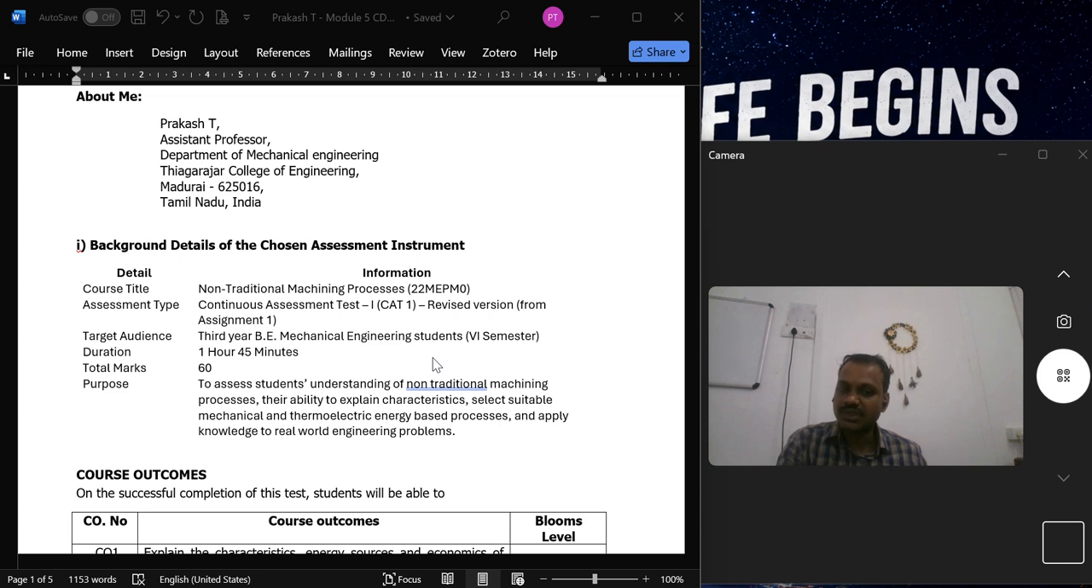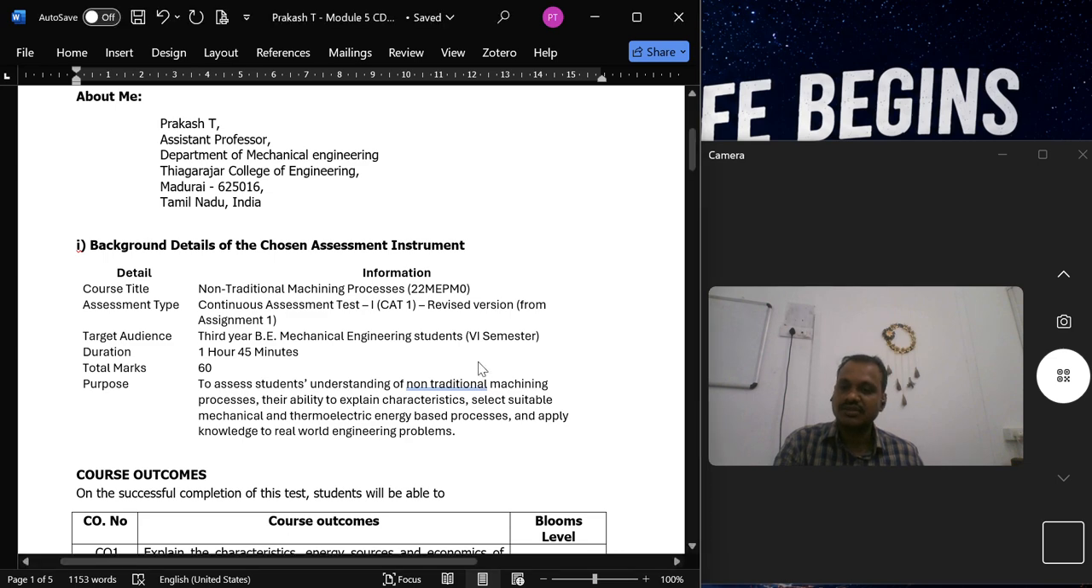The purpose of the assessment is to assess the students' understanding of non-traditional machining processes, their ability to explain characteristics, select suitable mechanical and thermoelectrical energy-based processes, and apply knowledge to real-world engineering problems. From this purpose, you must know that there are three things. One is understanding, which is Bloom's level 2, the understand category. The students should understand non-traditional machining processes and explain the characteristics, and the students should select a suitable mechanical or thermoelectrical based process, and connect it with real-world engineering problems.